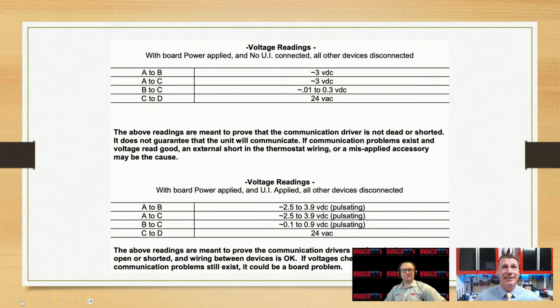A to common, I'm going to have approximately a 3-volt DC signal, and B to common, I'm going to have 0.1 to 0.3 volts DC. And of course, that little tilde means approximately. They're showing you to reference it a little bit differently. On the top reading, with power applied to the board but no units connected, this is the voltage you're going to see coming from the indoor unit. Then once I connect things, I'm going to see the voltage moving between 2.5 and 3.9 volts DC. And that is how you test that communicating network on our Infinity system.